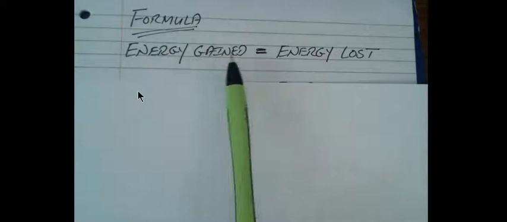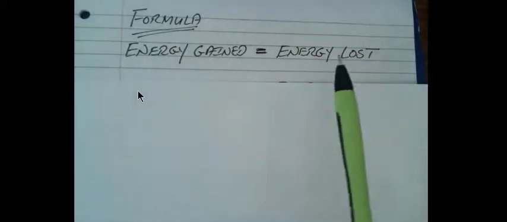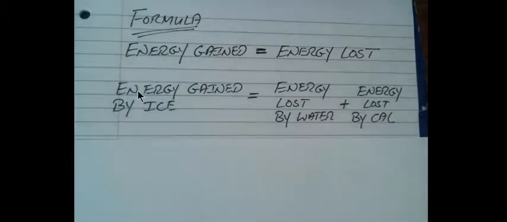Moving on to the formula. And as we said earlier, in any heat experiment, the energy gained by something will always equal the energy lost by something else. And in this case, it's the energy gained by the ice, which will equal the energy lost by the water plus the energy lost by the calorimeter.